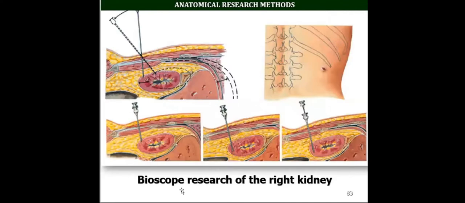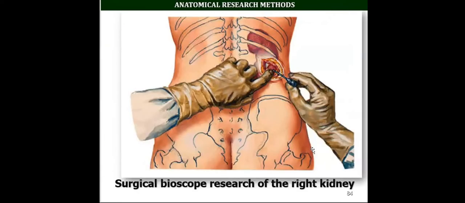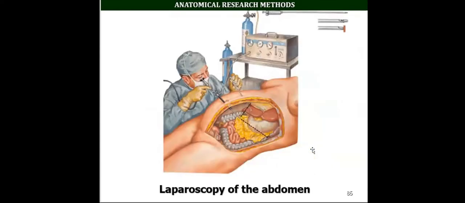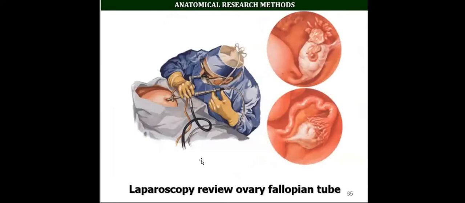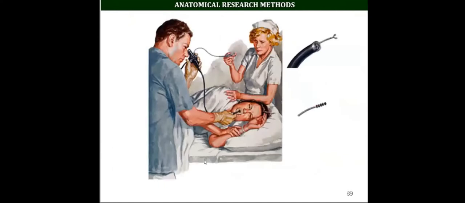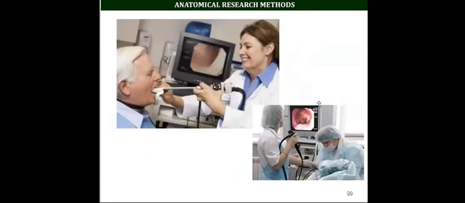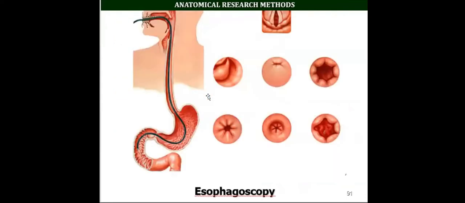And next one, a biopsy research of the right kidney, when some tissue from the kidney is taken especially for microscopic diagnostics. Laparoscopy of the abdomen is a surgery. Laparoscopy review over a fallopian tube, colonoscopy, endoscopy. This method was used for a long time, but now it is viewed on a monitor, and a special camera is located in the distal part of this structure. Esophagoscopy, for example, or another variant, fibro esophago gastro duodenoscopy.